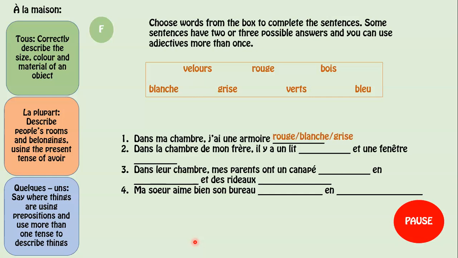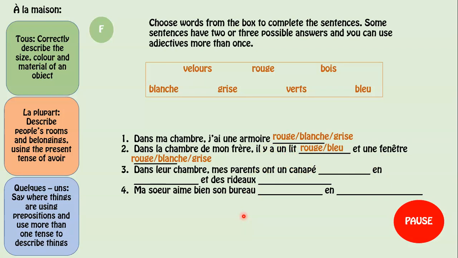Et voilà les réponses. So, j'ai une armoire rouge, blanche or grise would go nicely there because it's une armoire, it's feminine. So rouge, which always ends in E, doesn't matter whether that's masculine or feminine to describe that because it doesn't change. Blanche or grise, okay. Dans la chambre de mon frère, il y a un lit rouge ou bleu, okay. It's un lit, there's no E there, it's masculine, so bleu, but again, rouge always ends in E. Et une fenêtre, rouge, blanche, grise, again for the same reasons as armoire.